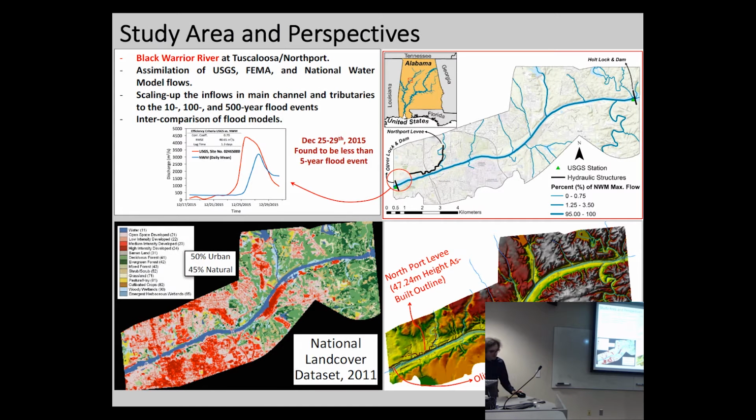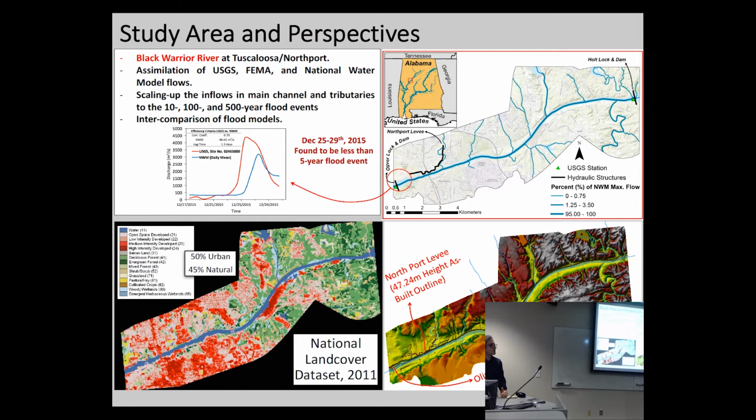So now let's be specific about our study domain and where we are going to compare these models. Starting from upper left, our study domain is here, the Blackwater River, which we started to investigate last summer. And in terms of streamflow information, we simulated National Water Model inflows, particularly for the last month of the year 2005.